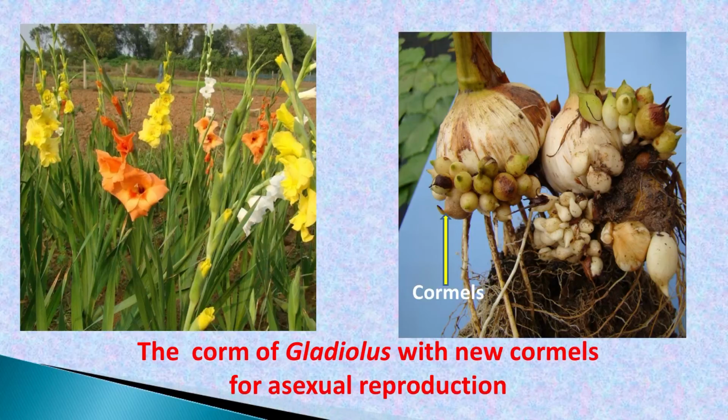Here it is, your gladiolus. In this gladiolus, the stem is a corm, and the corm produces many mini corms called cormels. From one corm, many cormels are produced, and these cormels are detached from the main one, and ultimately they give rise to new plants.